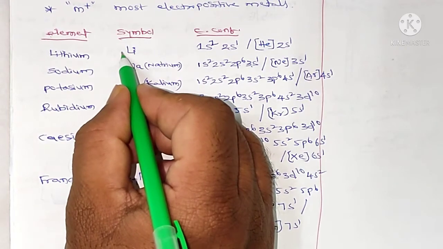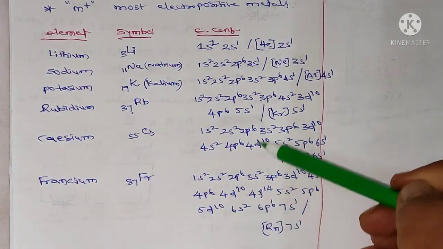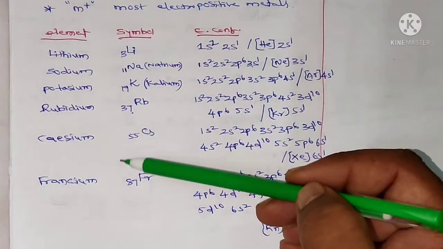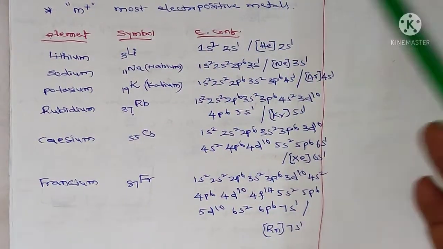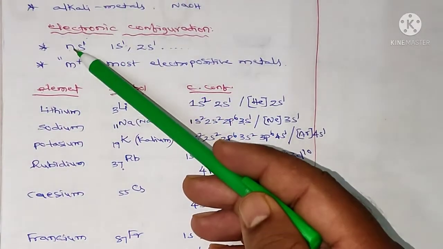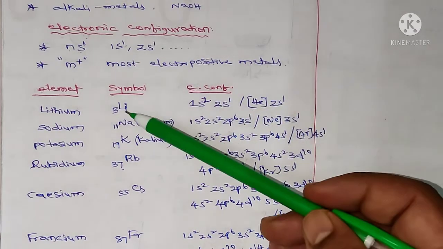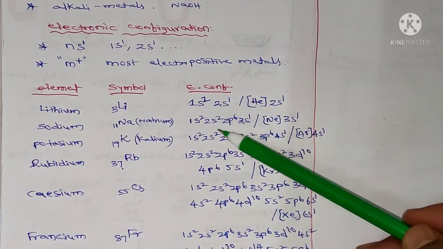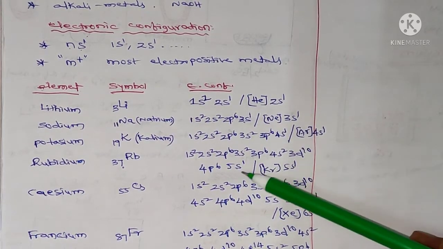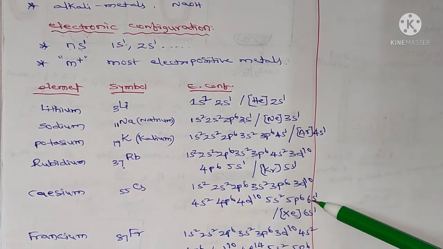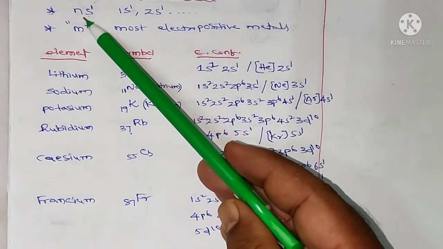Here the atomic number of lithium is 3. So this is the electronic configuration of first group elements. The common outermost electronic configuration is ns1. See here, lithium 2s1, sodium 3s1, potassium 4s1, rubidium 5s1, cesium 6s1 and francium 7s1. So we can take that as ns1.